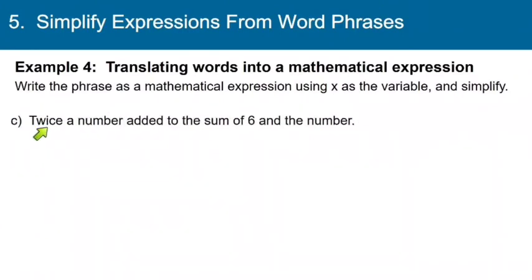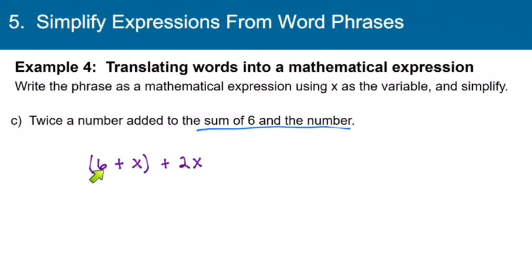And here is part C of the same example. This says twice a number added to the sum of 6 and the number. So we're going to be adding twice a number to this sum. Let's start with the sum. So the sum of 6 and a number, of course, is 6 plus x. And then we want to add twice the number to that. So plus 2 times the number.